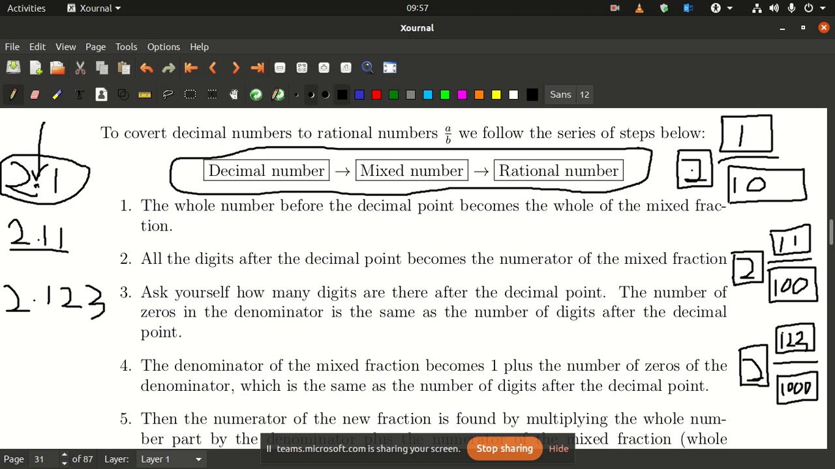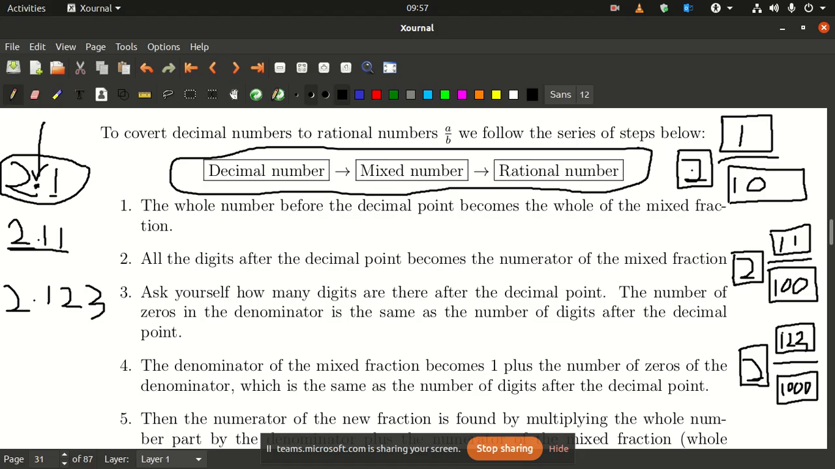This dot is a decimal point. Oh, there's only one number here. Yes. So we are going to have only one 0, because there's only one number.